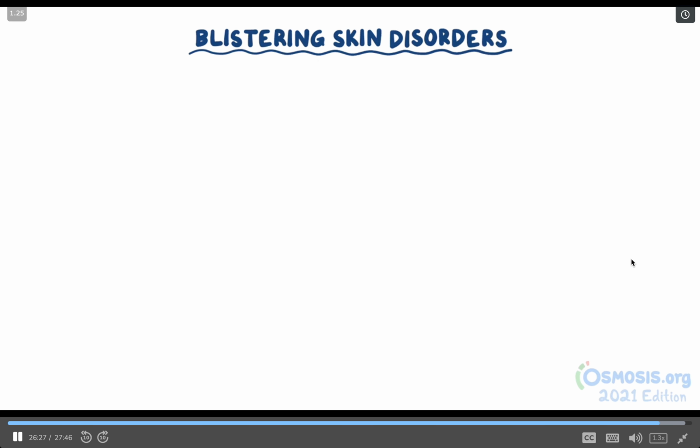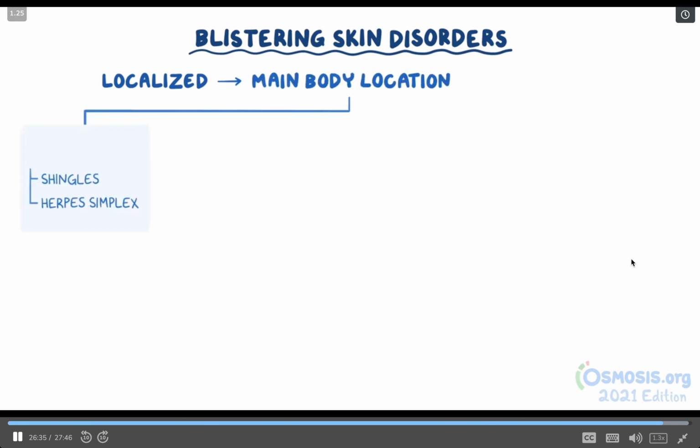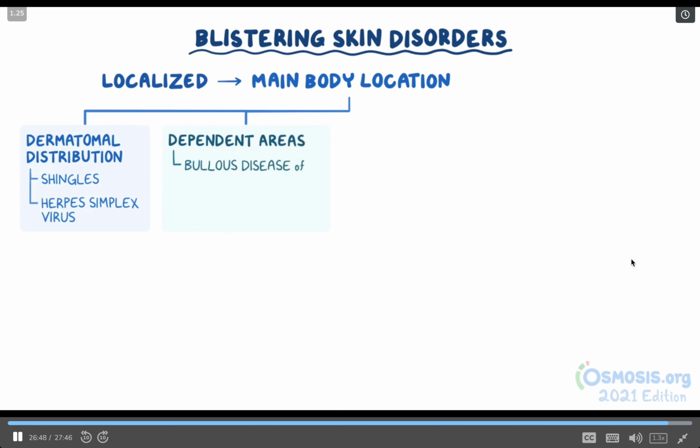Now, if a person has localized distribution of blisters, the next step is recognizing their main body location. Most cases of shingles and herpes simplex virus infection actually present localized dermatomal distribution rather than generalized distribution. Some disorders may favor the development of blisters in dependent areas of the body, such as bullous disease of diabetes and coma blisters. A fairly common condition presenting as localized blistering are friction blisters on the heels and soles of the feet due to friction from shoes during walking or running.